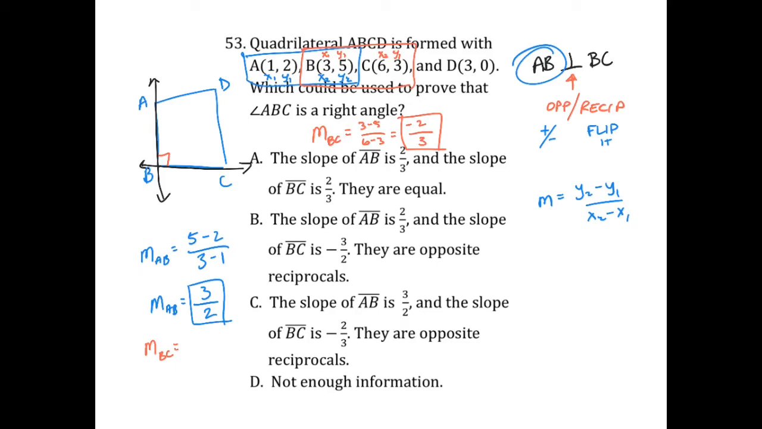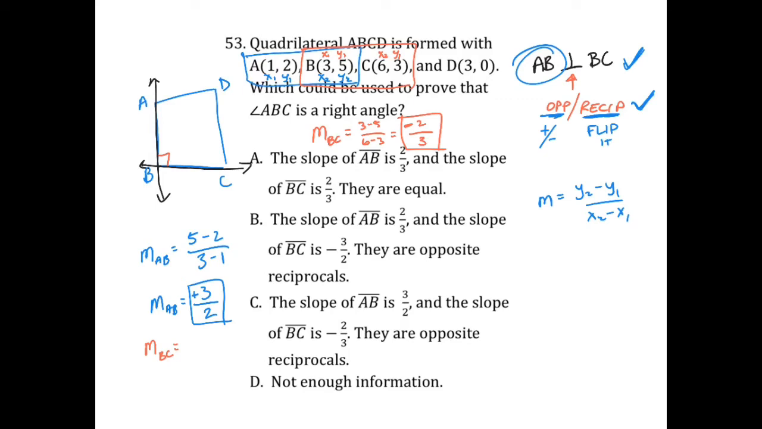So you notice that they have different signs. This guy's a negative and AB has a positive slope. So they have the opposite sign. That's good. And they are reciprocals, because if I flip 3 halves over, it would be 2/3. So they're opposite and they're reciprocal. Check. AB is perpendicular to BC.